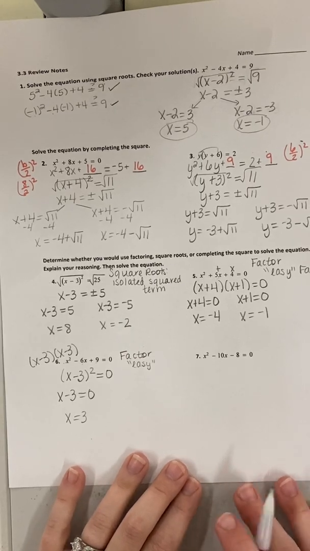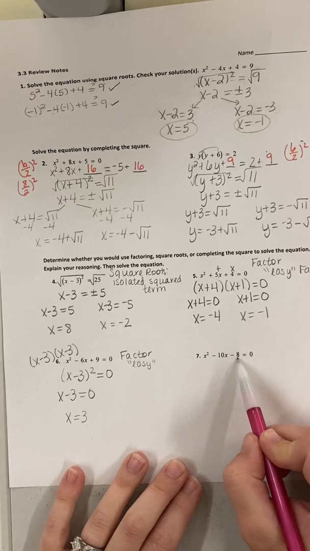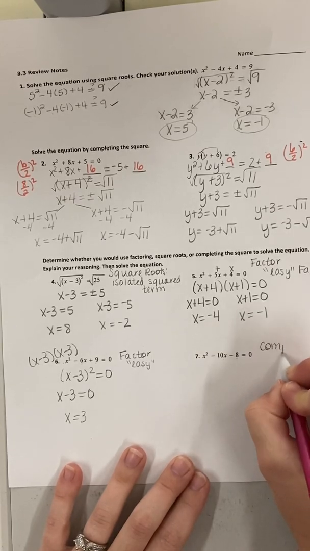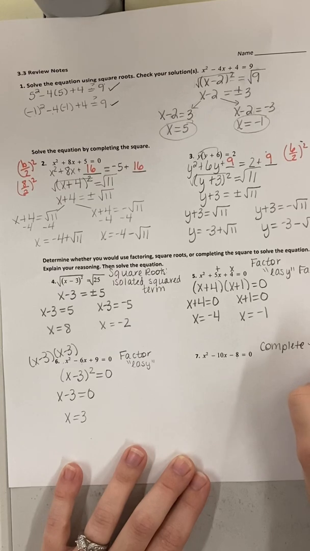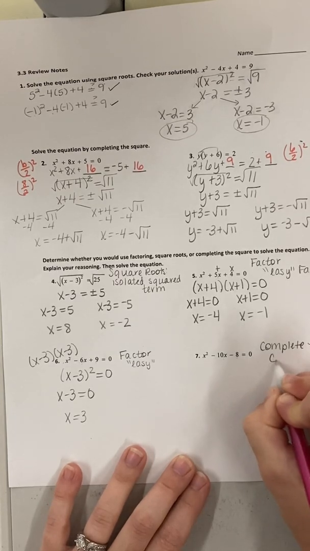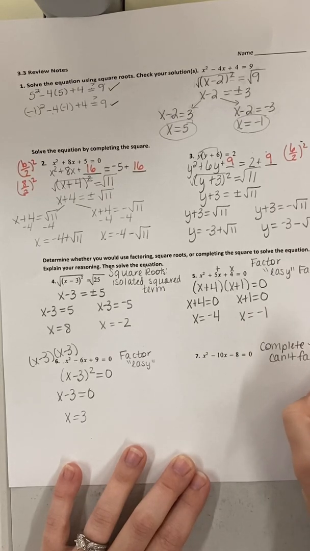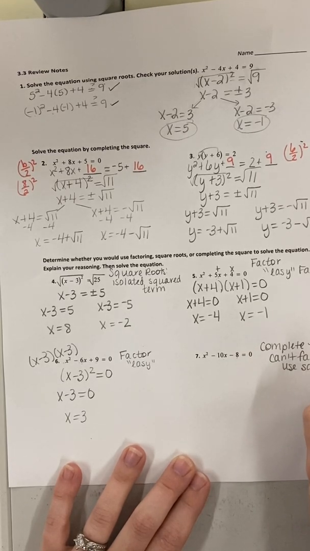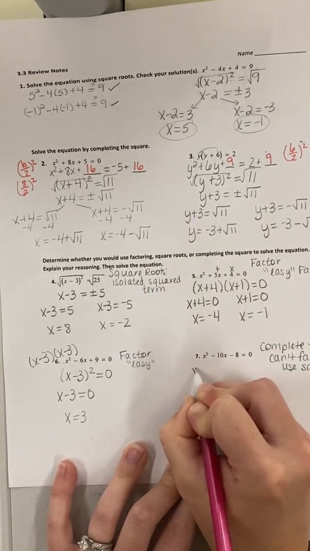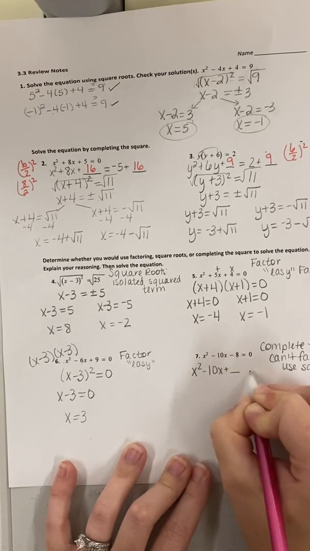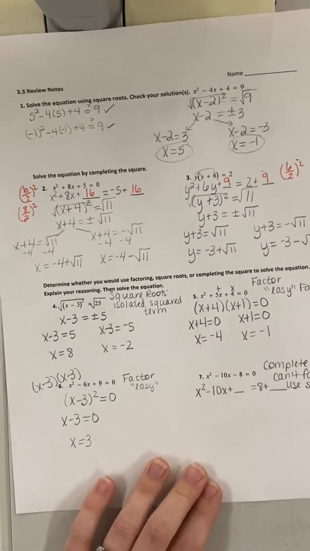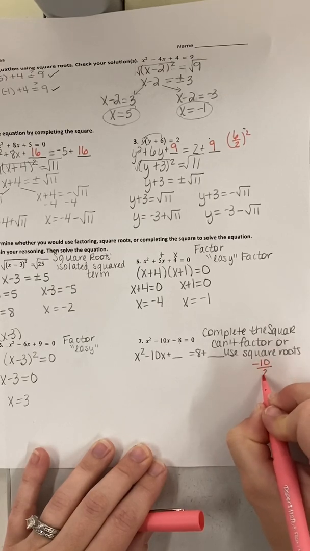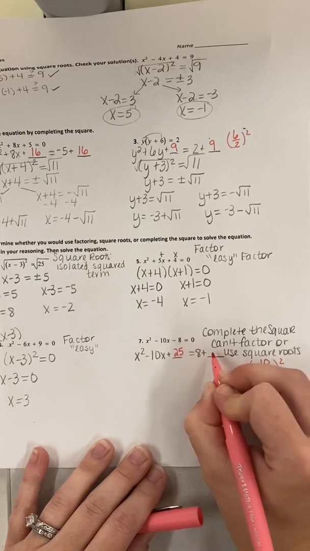All right, so for the last one, it looks like it would be a factor problem, but let's see. What multiplies to negative 8 and adds to negative 10? There's nothing there. So we're going to have to complete the square. And it's really because you can't factor or use square roots. Okay, so just like we did up above, we're going to get a spot so that we can add something on both sides. Sorry, I ran into the explanation a little bit there. So now I'm going to take negative 10 over 2 squared, which is 25 on both sides.